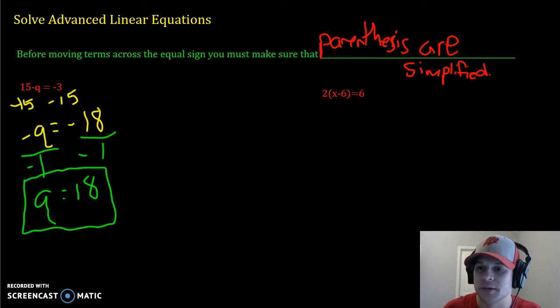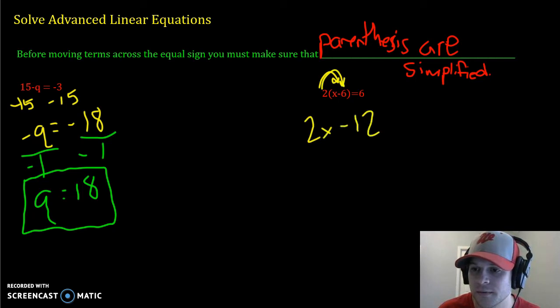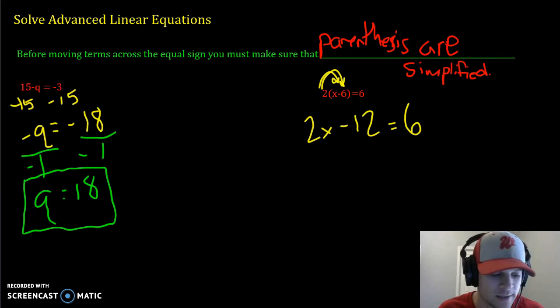And on the next one, 2 times the quantity x minus 6 is equal to 6. Again, we have to make sure that all of our parentheses are taken care of, and this is the distributive property. So 2 times x and 2 times negative 6. Now this just becomes a regular two-step equation that we've done before in the past. Get rid of the negative 12 first because that is reverse PEMDAS.